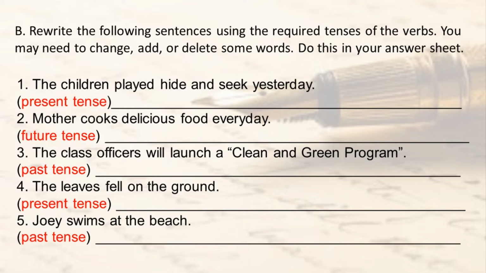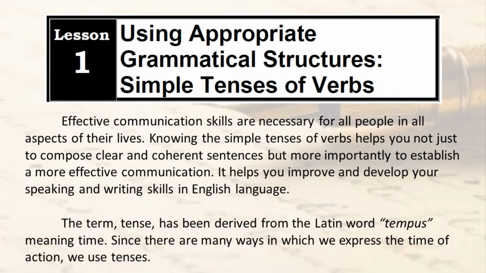Future tense. 3. The class officers will launch a clean and green program. Past tense. 4. The leaves fell on the ground. Present tense. 5. Joey swims at the beach. Past tense. Lesson 1. Using appropriate grammatical structures, simple tenses of verbs.